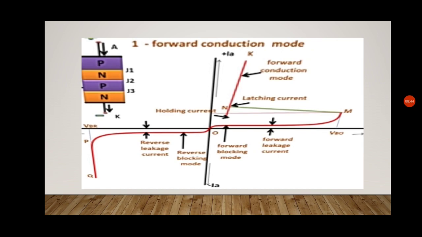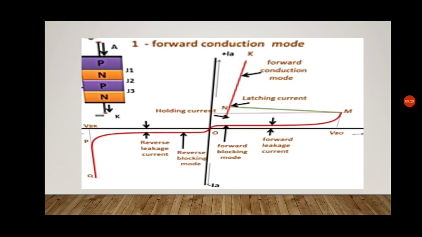Now, latching current of a forward biased SCR is the minimum current which the anode current must attain to continue to remain in forward conduction mode when there is no voltage, there is no gate current. Again I am repeating, latching current is the minimum amount of current that the anode current should have in order to maintain it in the forward conduction mode.